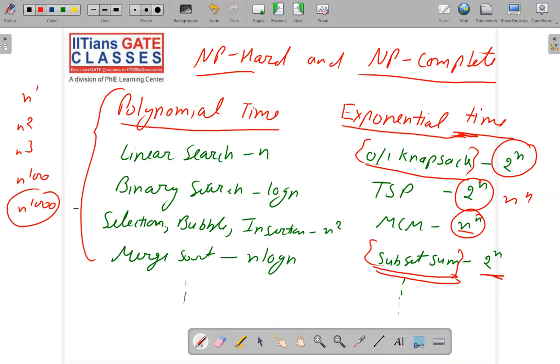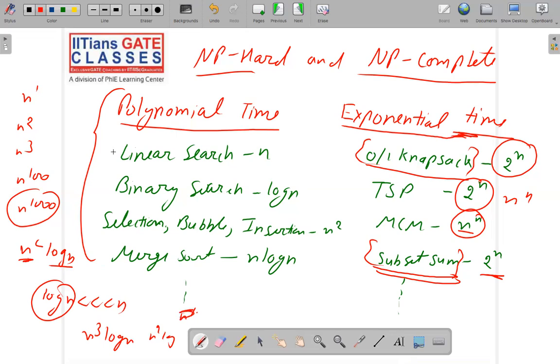But it should be solved in polynomial time. Here, n should be there and a constant power should be there, or logarithmic you can add, because for large values of n, logarithmic is far less than n, so you can consider logarithmic also, like n cube log n or n square log n or n log n. Okay, so we have seen all such algorithms. We have seen many other algorithms also, but right now we have seen these algorithms.